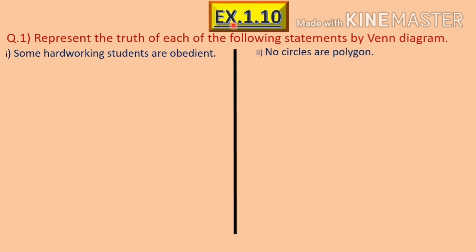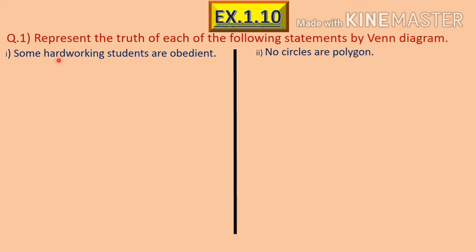See, exercise 1.10, question number 1. Represent the truth of each of the following statements by Venn diagram. Now they have given some sets of statements over here, and we have to represent the truth of those statements using the Venn diagram. See, the first one is: some hardworking students are obedient.